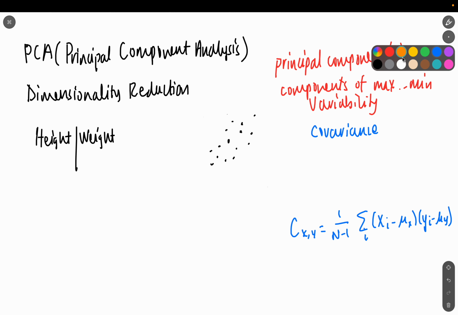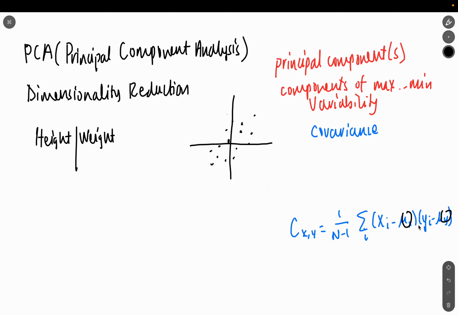Alrighty, let's move these axes. Now that we've subtracted off that mean, our data is centered. The mean is 0, so this term is now 0, and this term is now 0. Now we're basically just doing xi times yi.